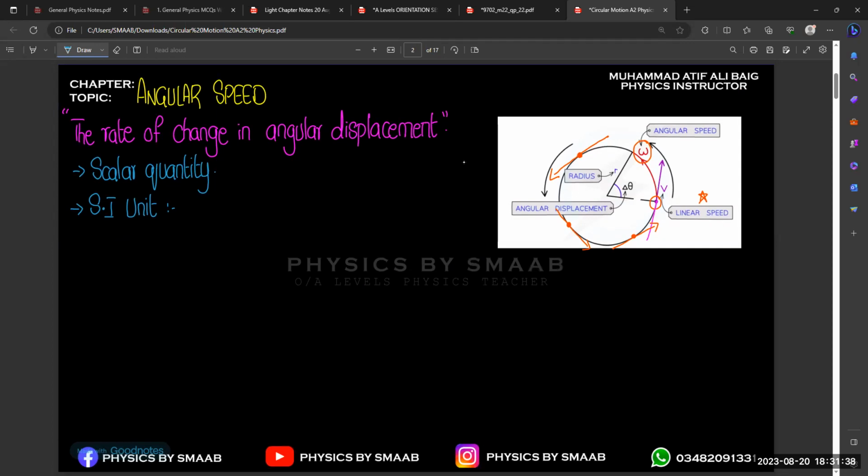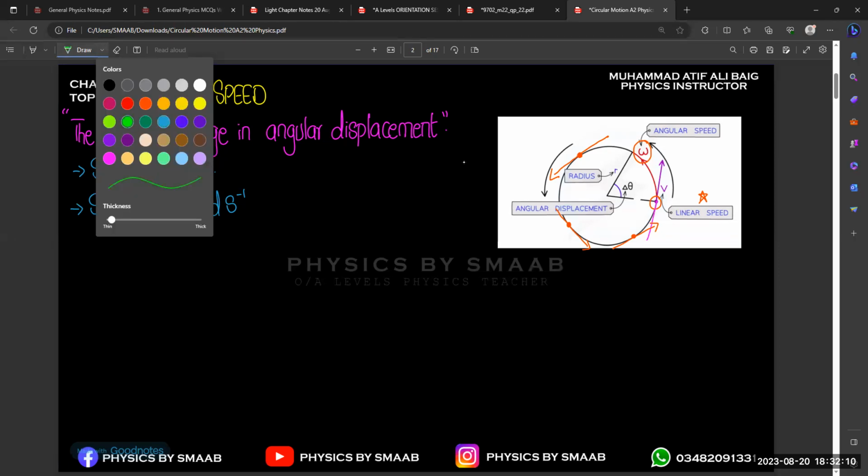So for straight linear speed, we know that the unit will be meter per second. But for the angular one, we know that there is now an angle that is in radians. So your SI unit will be radians per second. Clear? Yes. So this is the basic concept of angular speed.